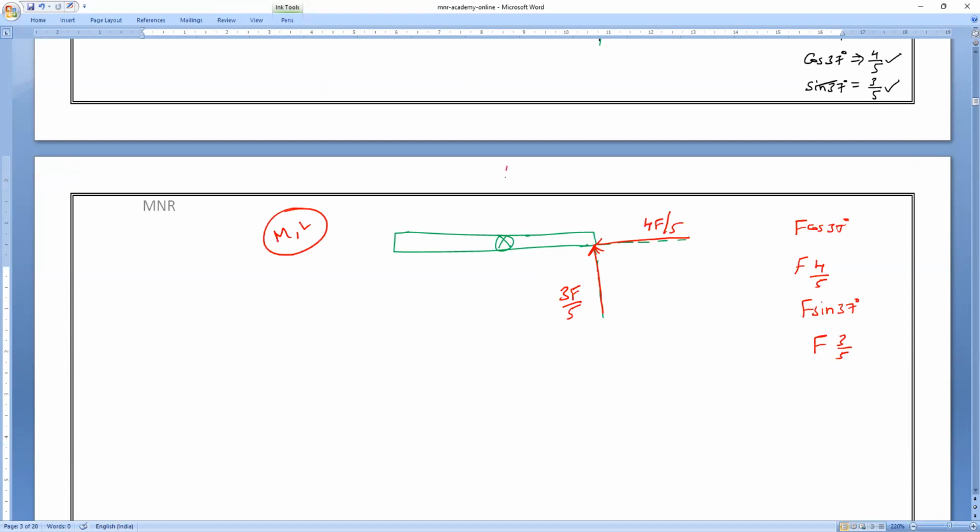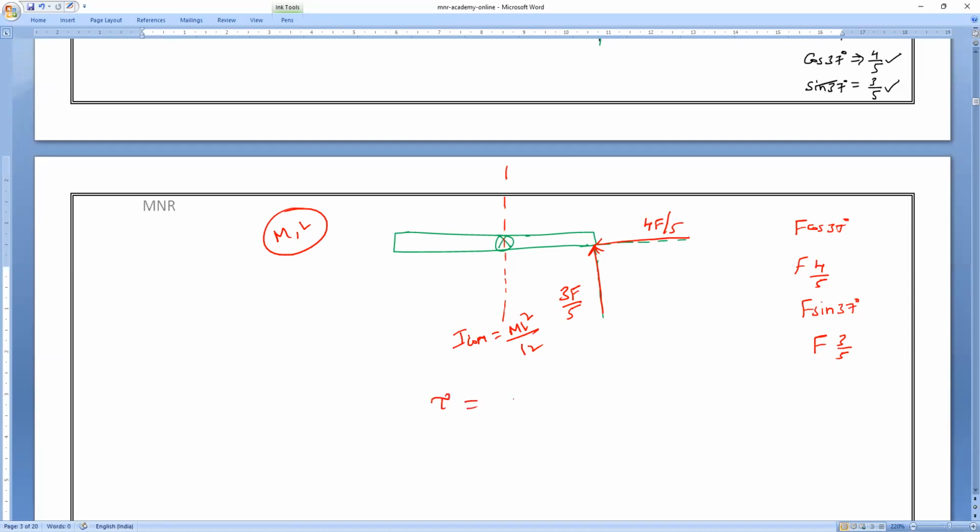The rod has mass M and length L. Along the pivoted point, we all know the center of mass. What is the moment of inertia through the center of mass formula? ML square by 12. So you can find the angular acceleration.